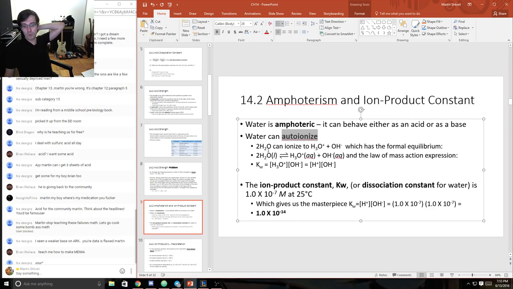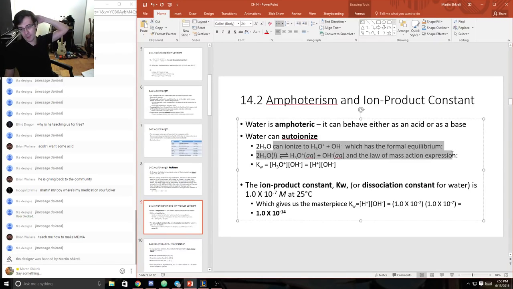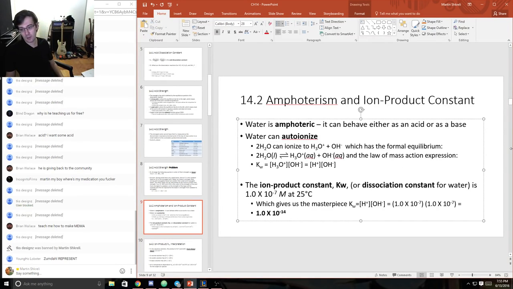So, two molecules of water can auto-ionize into hydronium and hydroxide, and there's a formal equilibrium, and here's the equilibrium sign that we learned last time. You see the water becomes hydronium plus hydroxide, and the law of mass action gives us this simple equilibrium. And what's interesting is that we have this ion product constant. You're going to have to really slow down and think about that.